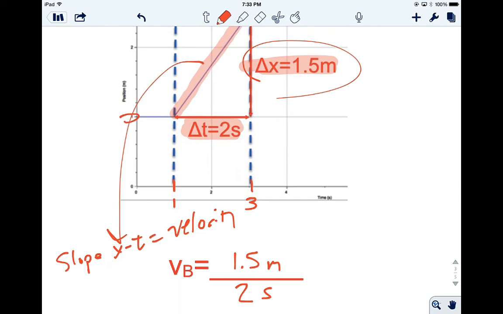When you plug it in, pause if you need to. Yep, I really mean it. Pause it, and plug in your calculator. What is 1.5 divided by 2? Yes, exactly. It is 0.75 meters per second. In other words, you are moving backwards by 3/4 of a meter for every 1 second.